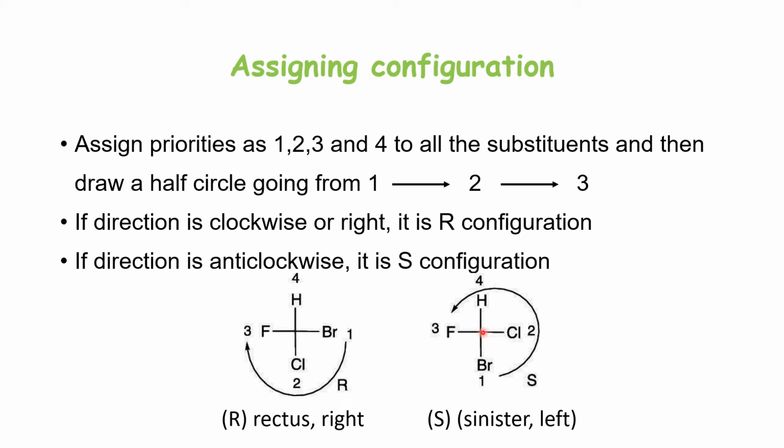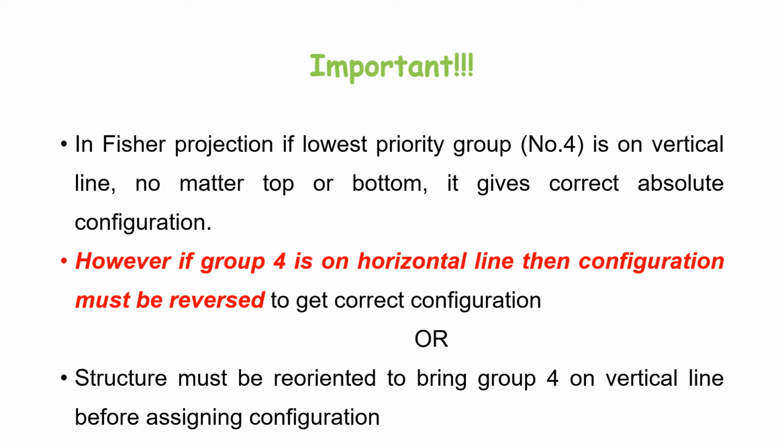In this second example, again the same groups are attached, but they are at different positions. So here, while going from bromine, chlorine to fluorine, we are going anti-clockwise. So this time configuration is S, which stands for sinister, which is a Latin word for left. Now we have seen 3 important rules based upon atomic number, then finding the point of difference, and then talking about double bonds.